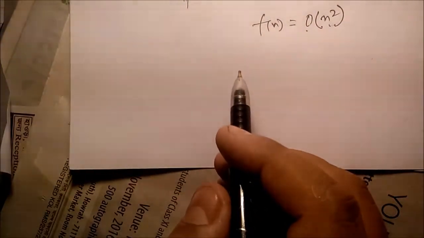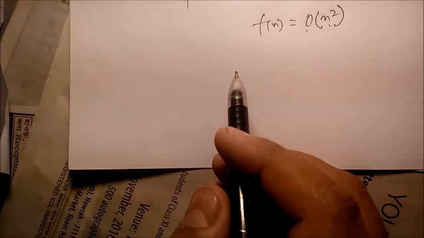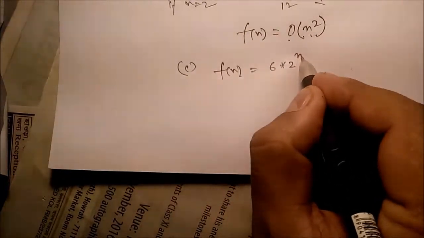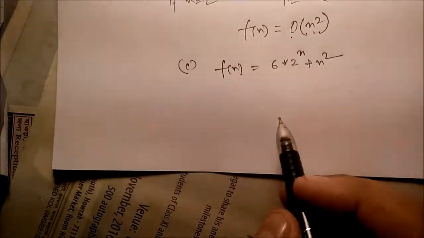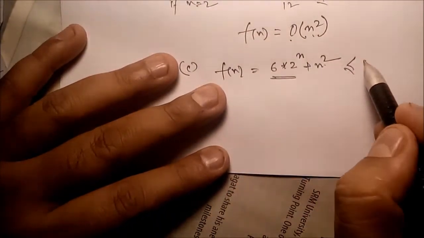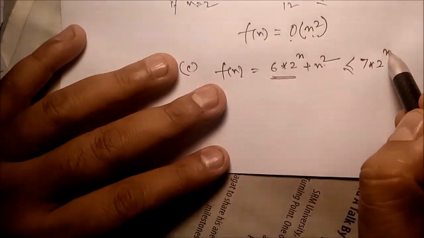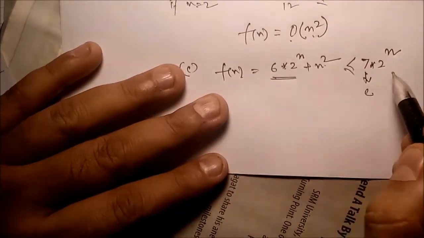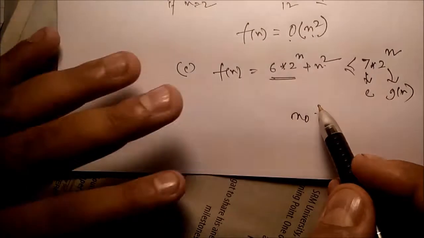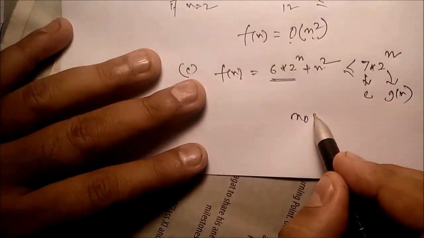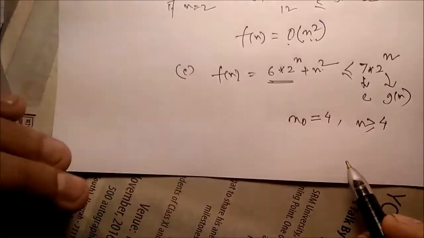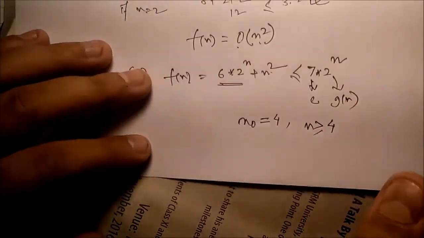Similarly, you can take another example. Suppose f(n) = 6·2ⁿ + n². If you compare, the vital part is this one, so we can write 7·2ⁿ. This is nothing but our C, and this is nothing but our g(n). Now we have to identify the n0. This concept is true if n0 is equal to 4, that means n should be greater than or equal to 4. Only then can you write this.